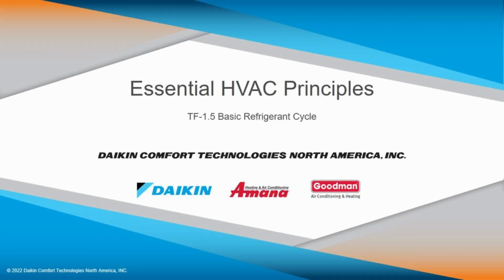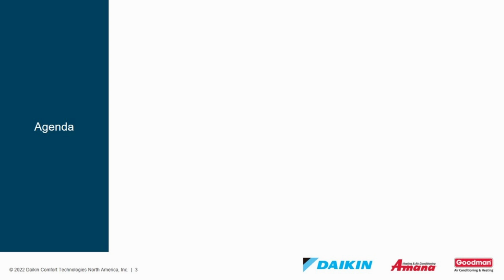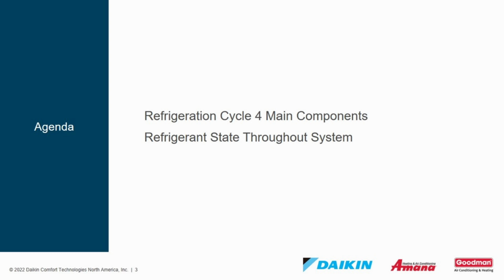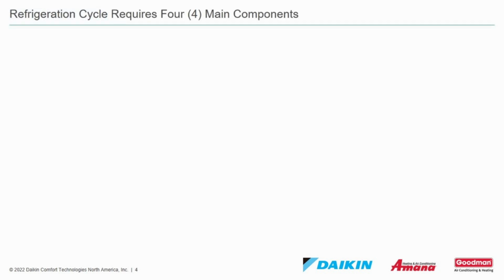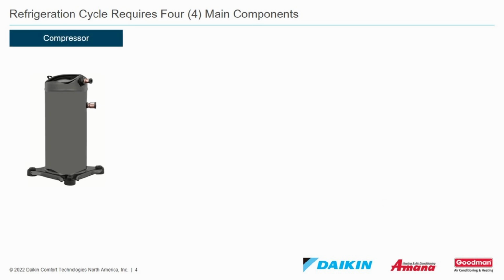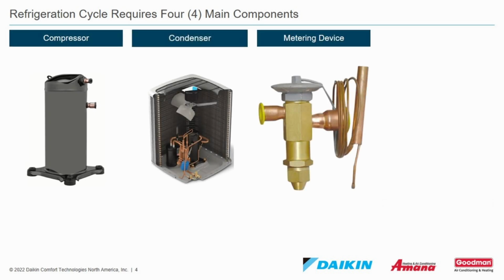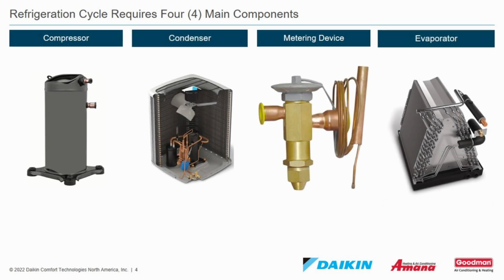Essential HVAC Principles, Basic Refrigerant Cycle. The things we will cover in this training: refrigeration cycle, 4 main components, refrigerant state throughout the system, and understanding terminology. The refrigeration cycle requires 4 main components: compressor, condenser, a metering device, and evaporator.